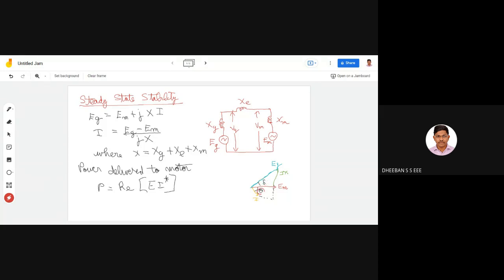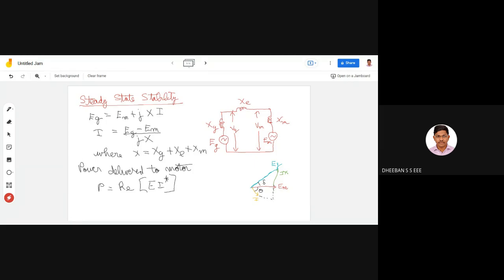So theta is nothing but the angle between the voltage and the current at the load side, whereas this delta represents the rotor angle between your excitation and your load. Okay, so that is what they are giving here.